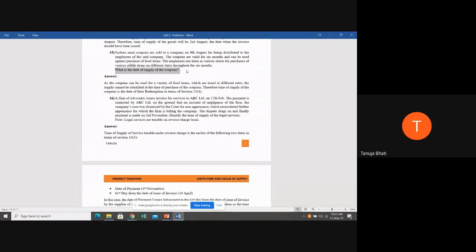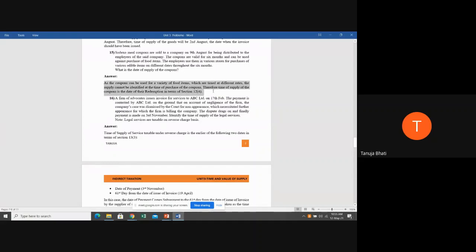They have not specified the particular food item against which it can be redeemed. So can anyone tell me what is the time of supply? Ma'am, since the food item against which it can be redeemed is not identifiable, it will be on the date on which such coupon will be redeemable. Okay, very good. She has given the correct answer.